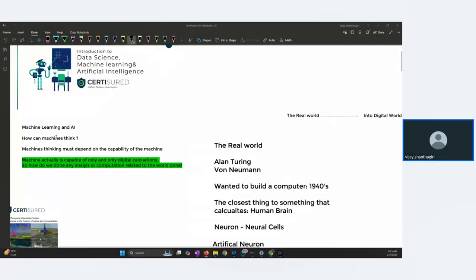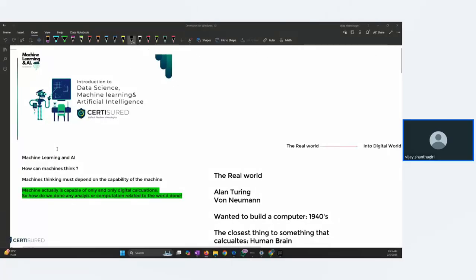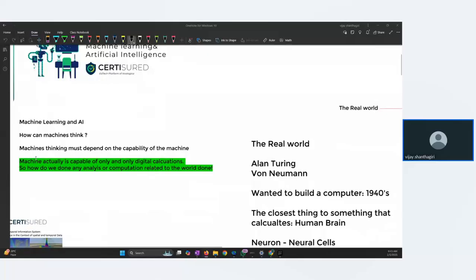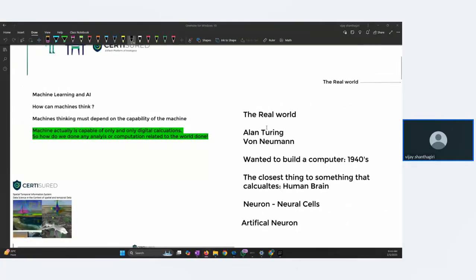The question is, how can machines actually think? A machine is only capable of digital calculations. So how do we get any analysis or computation related to the world done? For that, we have to go back in time. The real world problem which Alan Turing and von Neumann were trying to solve was this: both were mathematicians, and they wanted to build a machine where a mathematical algorithm can prove theorems. They didn't want people to carry the load of proving a theorem, like proving the Pythagoras theorem. So they were envisioning whether a machine can solve something.